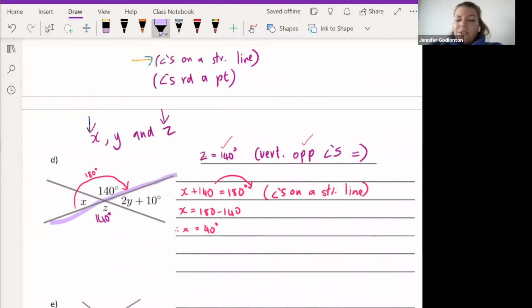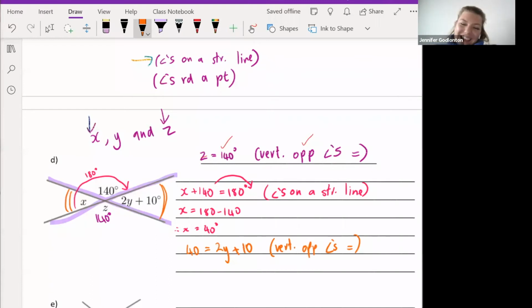For our last one, you've got 2 different options. You could do angles on a straight line, either with that one or with the 140. Both of those you could do with angles on a straight line. The easiest thing here would probably be vertically opposite angles. So we can say X needs to equal the 2y plus 10, and we now know that X is 40 degrees. So we can say 40 degrees equals 2y plus 10 because of vertically opposite angles being equal.